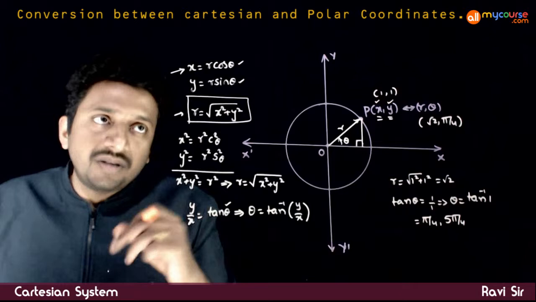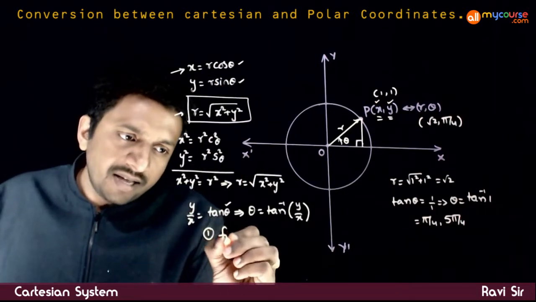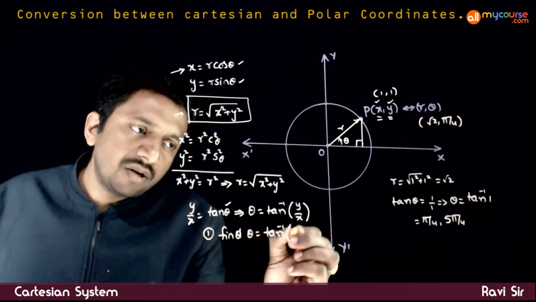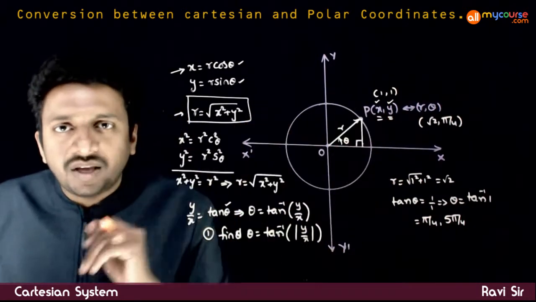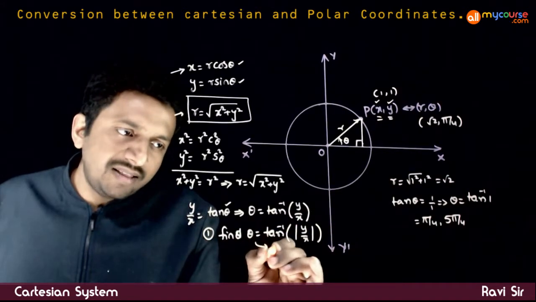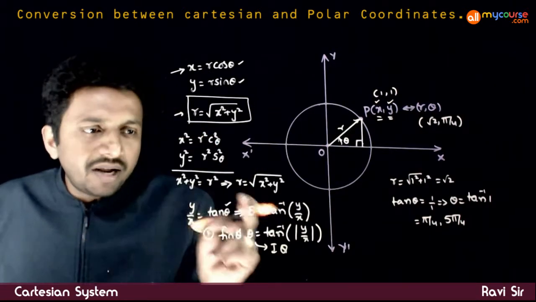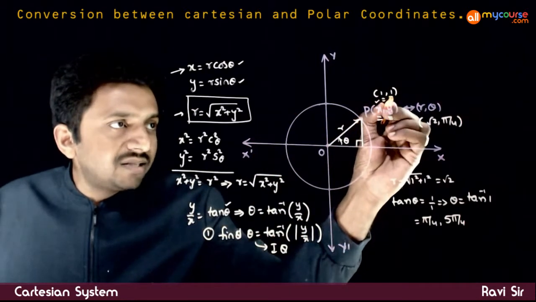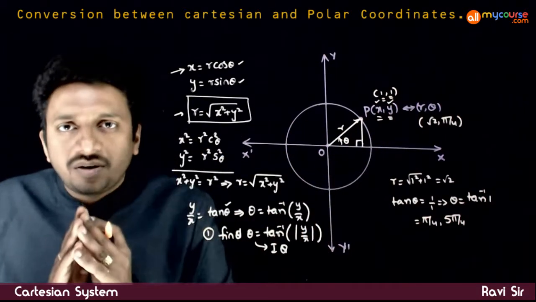So you have a two-step process to find theta. First step is to find theta equal to tan inverse of modulus of y by x. It is irrespective of what the signs of x and y are. Take mod y by x, find tan inverse, and find a theta in the first quadrant. Now, depending on the signs of x and y, you know the quadrant. So depending on the quadrant, you find the allied position in the corresponding quadrant.